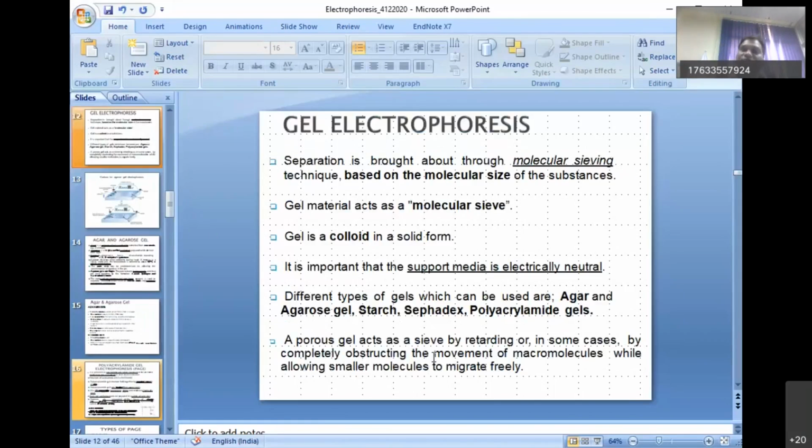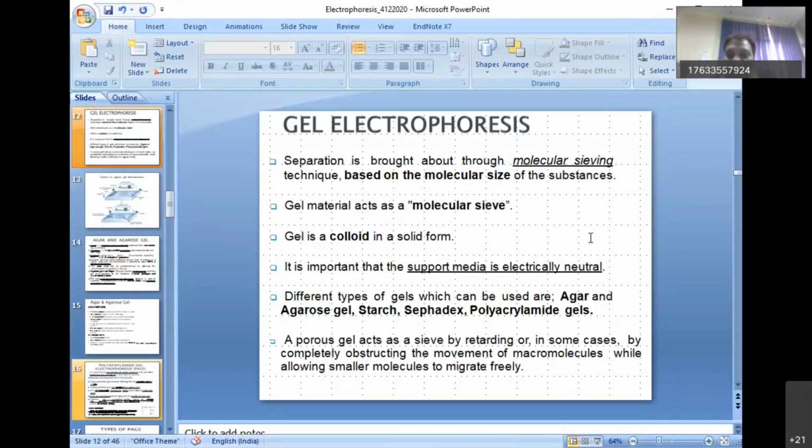So come to gel electrophoresis. Gel electrophoresis is the most commonly used in all labs. Basically, we use this electrophoresis for the separation of DNA or protein also. When we do PCR and amplify our product, we want to check whether the product is at the accurate size or not. And if you digested your DNA and want to check that the size of the DNA is correct or not, you can use gel electrophoresis.